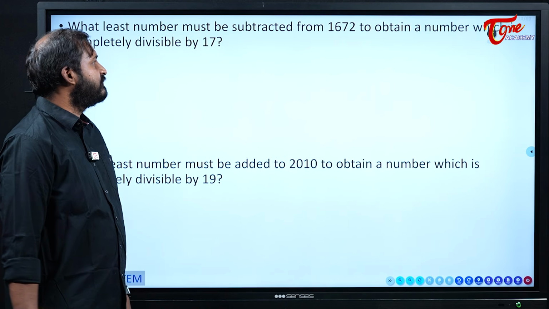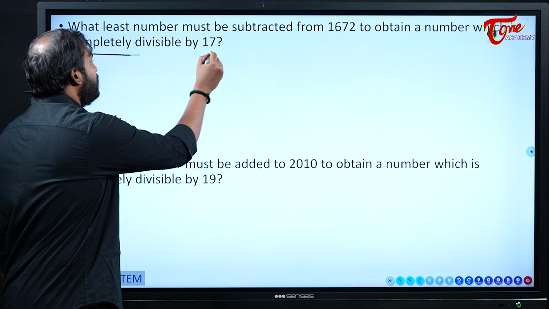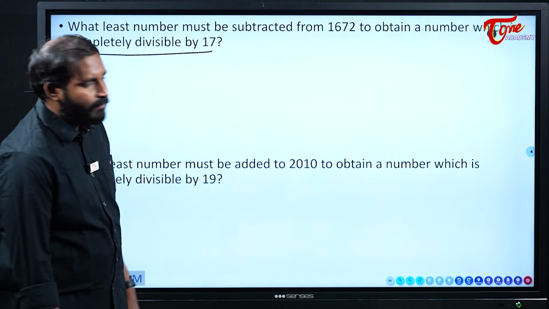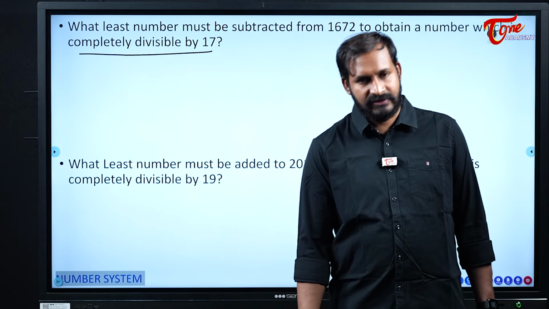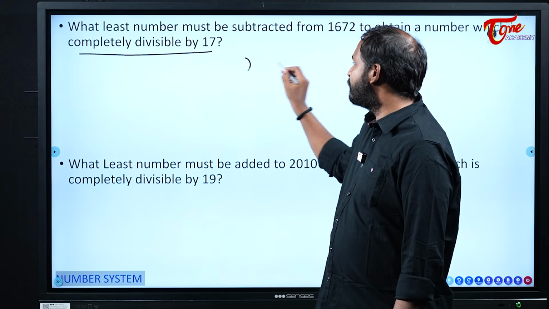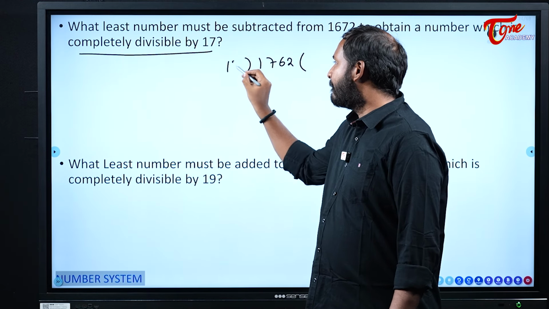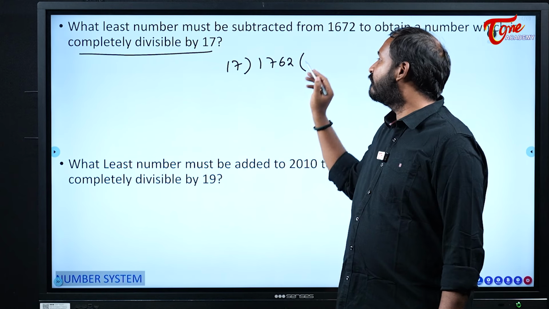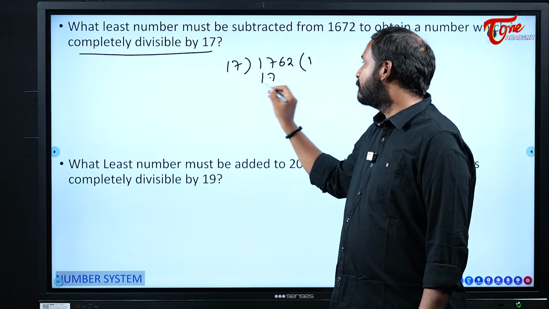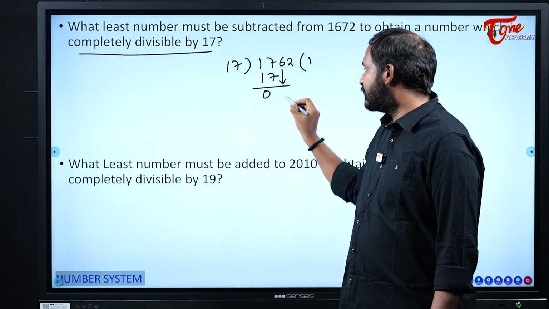What least number must be subtracted from 1762 to obtain a number which is completely divisible by 17? Now we need to subtract a particular number from 1762 so that the result is divisible by 17. In general, the basic process is you need to divide that 1762 by 17. So 17 ones are 17, right? We all know. You will get remainder as 0. As usual, you will get 6 here, good.